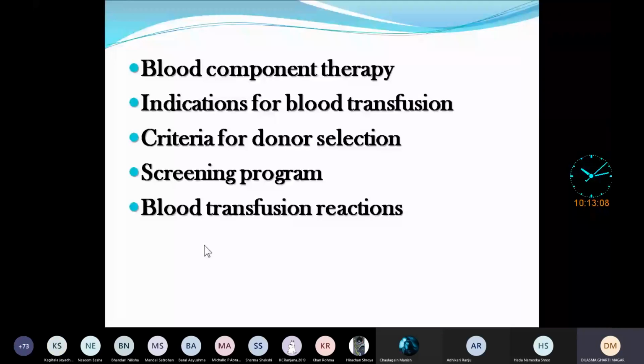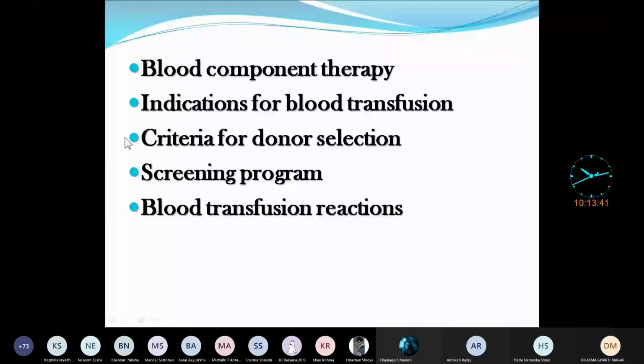And indications for blood transfusion means in which cases we will give what type of blood. If there is surgery or more bleeding, what type of component we'll give, and when we will give the whole blood. So indications mean that. And criteria for donor selection means a person can give blood after completing which age, or cannot give blood in which conditions. We will also see the screening and blood transfusion reactions at the end.